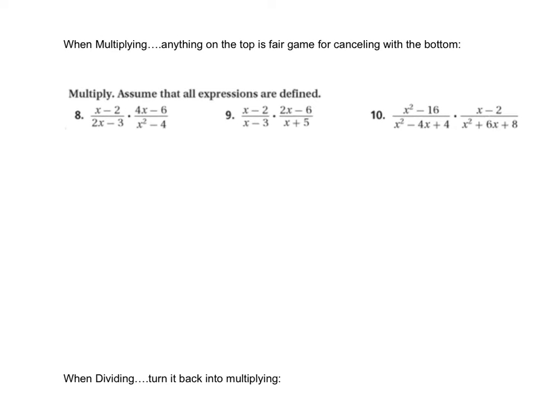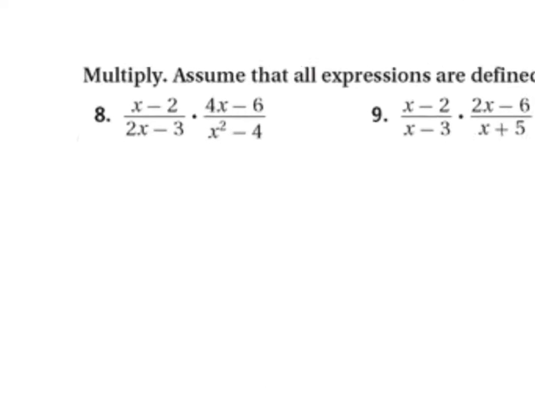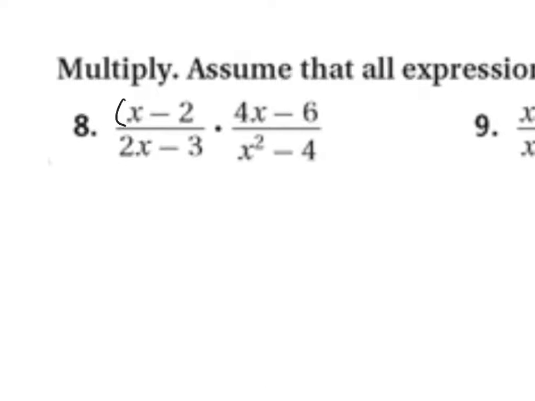When multiplying, anything on the top is fair game for canceling with anything on the bottom. Literally anything on the top. So let's take a look at this one right here. So I got this group, I got this group, I got this group, and I got this group. Your number one job is to imagine that everything on the top is eligible with anything on the bottom. So here's what I got.